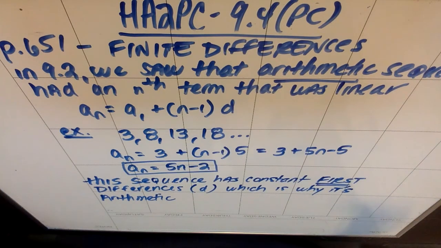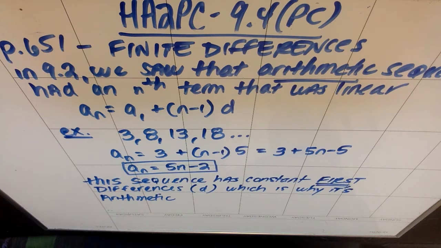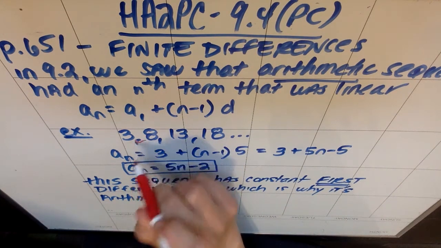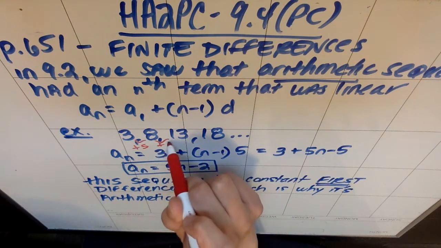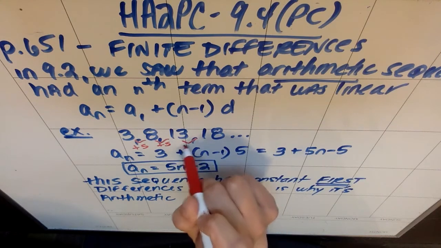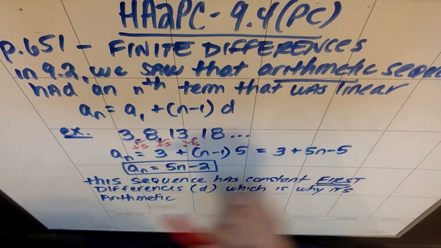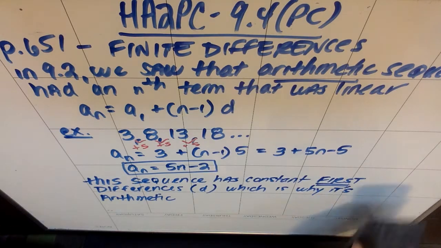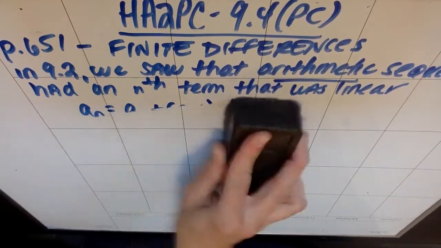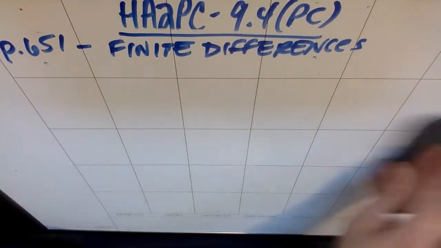This sequence has constant first differences, d, which is why it's arithmetic. So what I mean by first differences is if I find the difference between 3 and 8, I get that it's a plus 5, right? And from 8 to 13, I find that it's a 5, and from 13 to 18, I find that it's a 5. We call this whole row of things the first differences. So what I'm going to do in a second is show you an example of how we can calculate second differences. And you can find third differences and fourth differences, but we're going to go ahead and talk about second differences first. So let's talk about second differences.